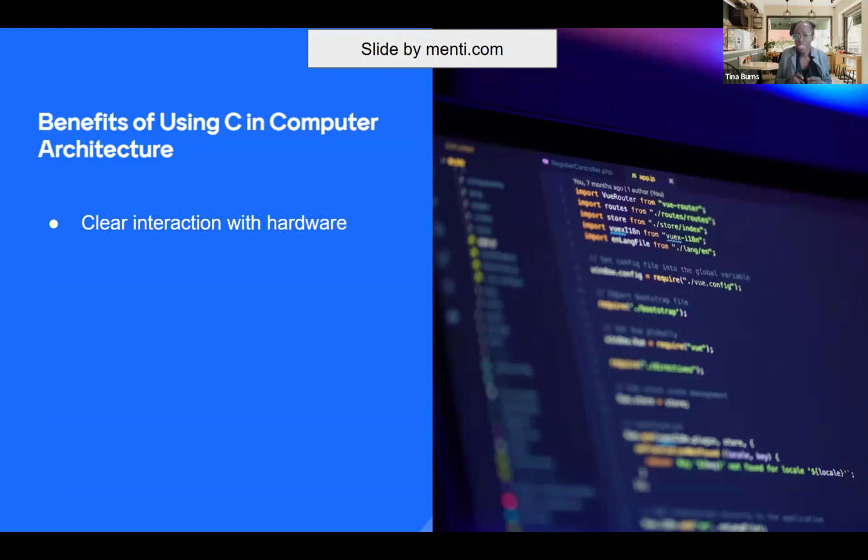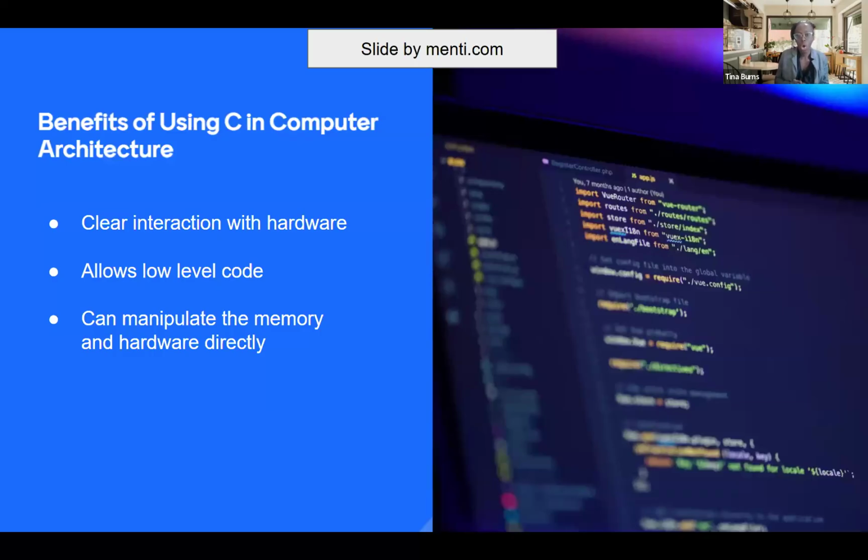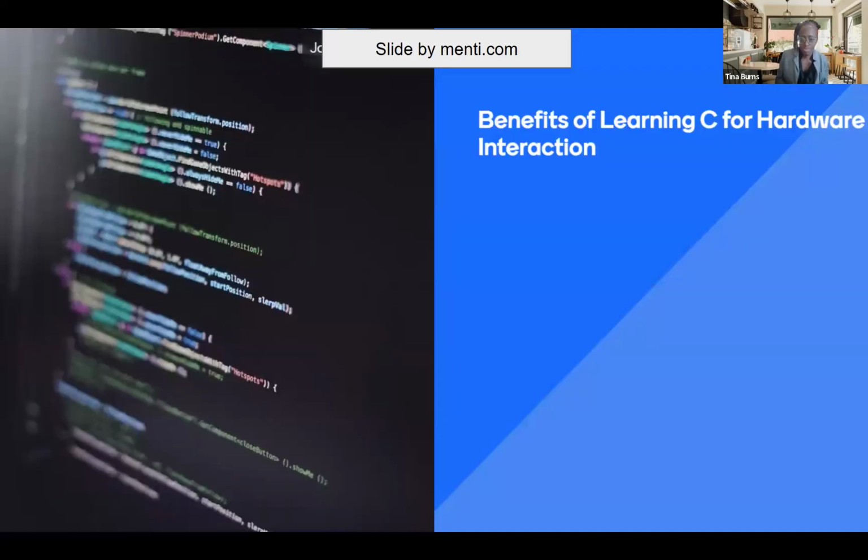You can even, in some instances, talk directly in terms of machine code to really have that direct interaction with the CPU. It allows low-level code, like I talked about when we talked about assembly language. C is going to allow you to do that low-level coding, and it can manipulate the hardware and the memory directly.